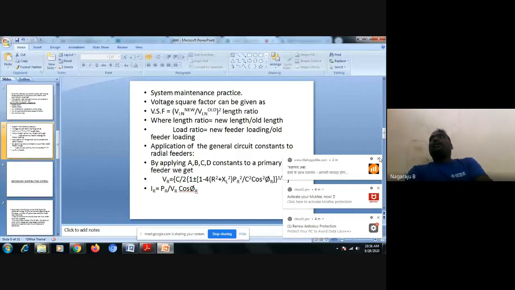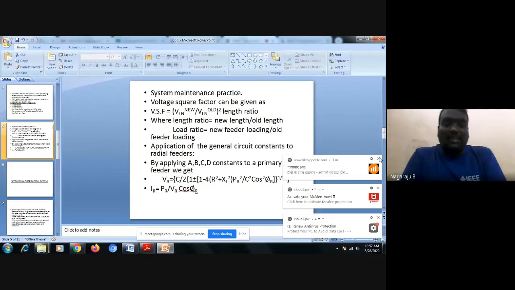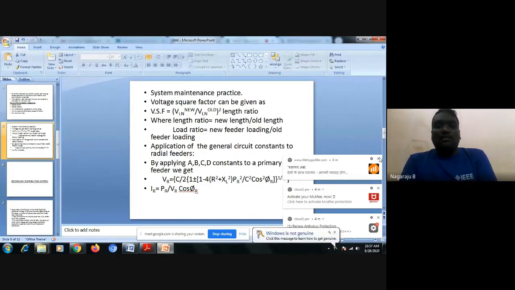Okay, and we have ABCD parameters, which are called the transmission line parameters. The sending end voltage is equal to AVR plus BIR. The sending end current is equal to CVR plus DIR. See here, in general, the sending end voltage doesn't have any phase angle, but the receiving end voltage has some angle.